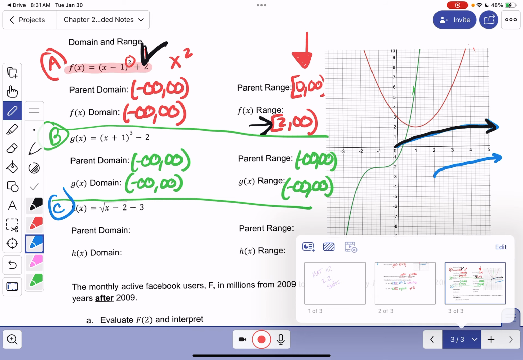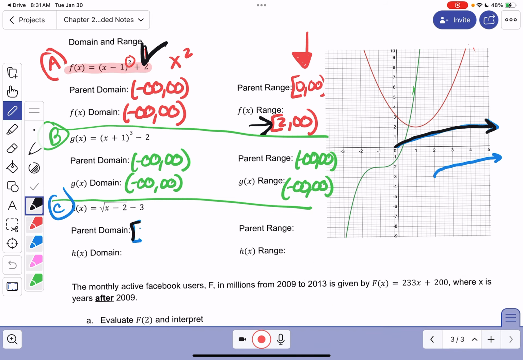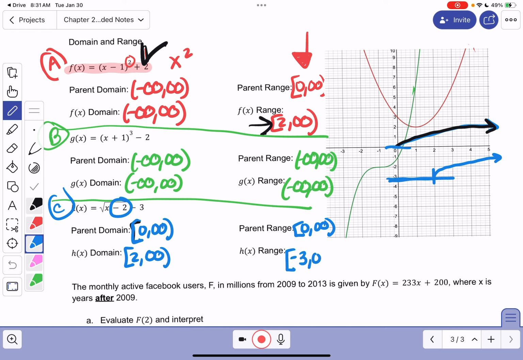All right, so the parent domain is the black one. It starts at 0 and goes up forever. The blue one starts at 2 and goes up forever. So notice the opposite of the negative 2 is the positive 2. Now we look at our range. That parent one is also 0 to infinity. So because there's a number other than infinity, we would expect it to change. It bottoms out at negative 3. So our range is negative 3 to infinity, which we can also see in our equation. So that is how the domain and range are affected. You can go look at the graph. You can look at the equation. It's up to you what's easier.